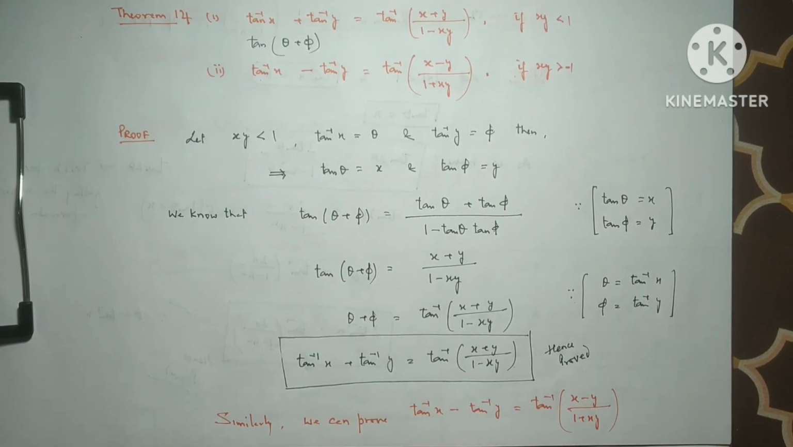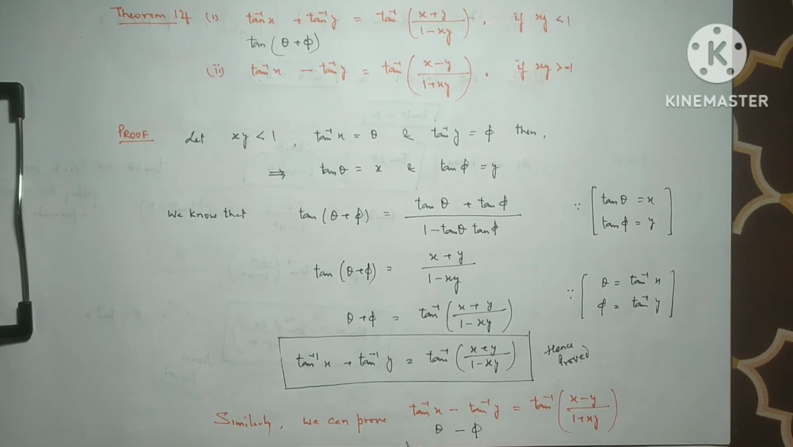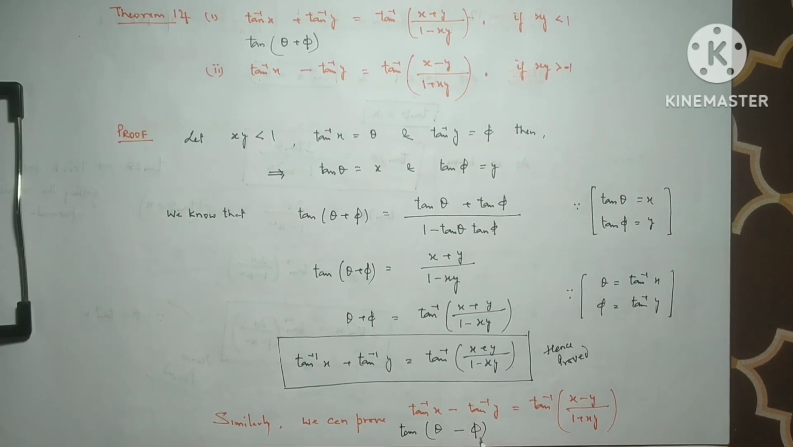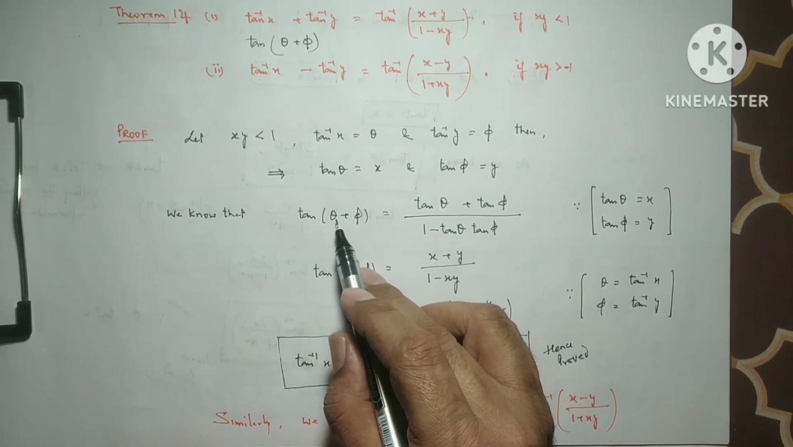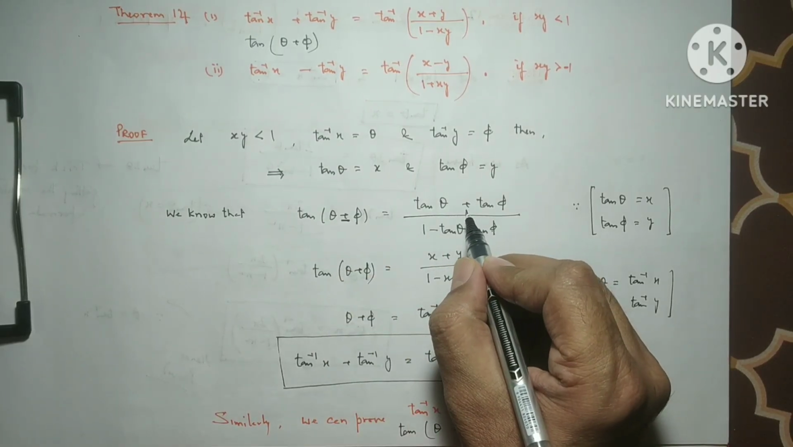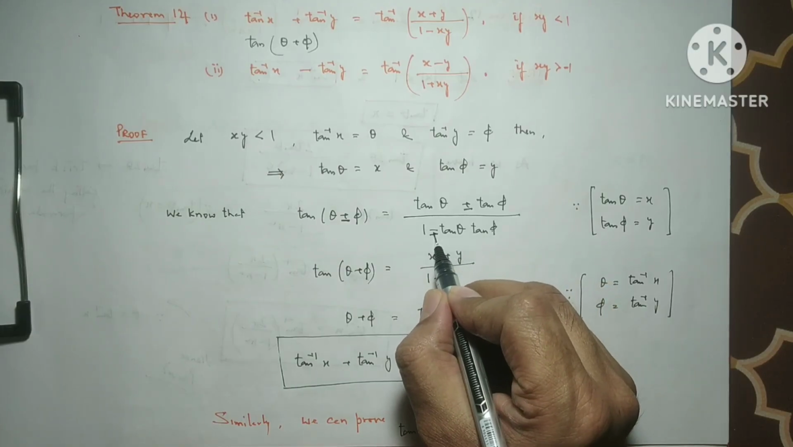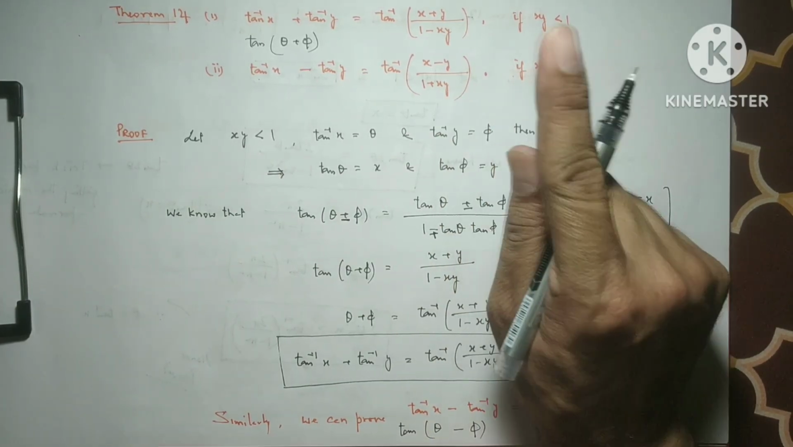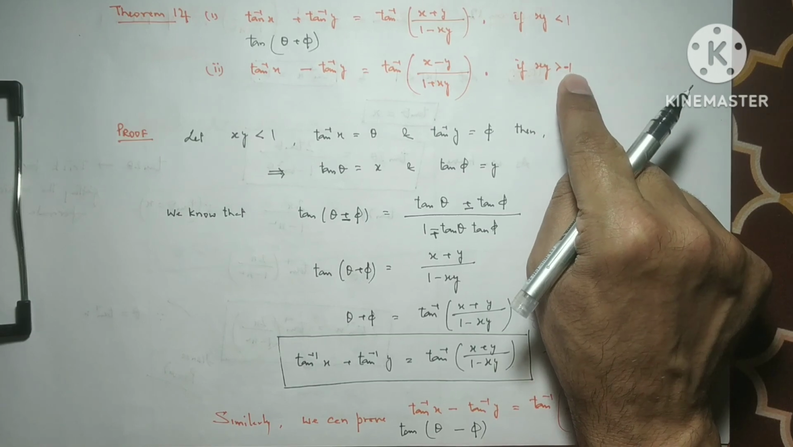In the same manner we can also prove tan inverse x minus tan inverse y equals tan inverse of x minus y over 1 plus xy. Only a simple change: these are the two angles, theta and phi, and when we take tan on this side, this becomes tan of theta minus phi. So we use the formula for tan theta minus phi. When we use this minus, this becomes negative and this becomes positive, and we get this result. But the restriction is this: xy should be greater than minus 1.